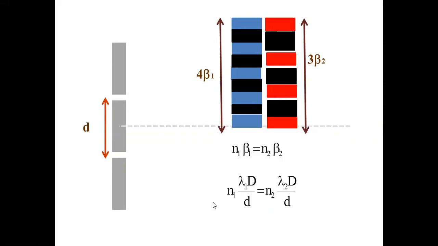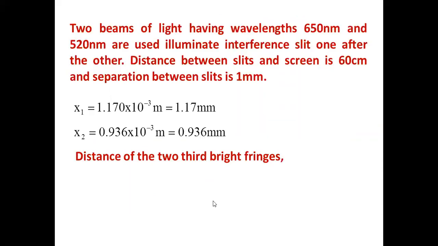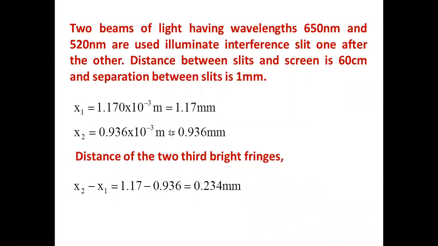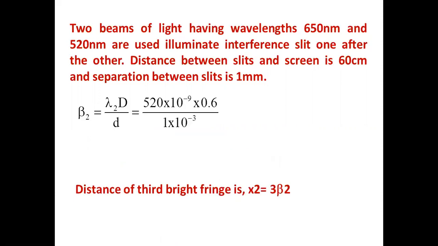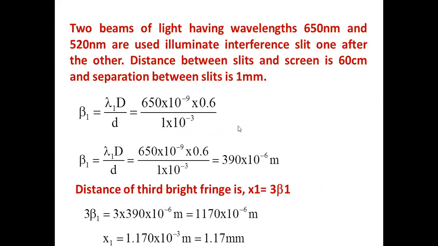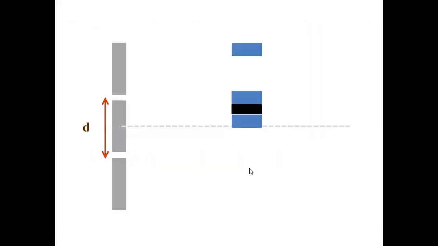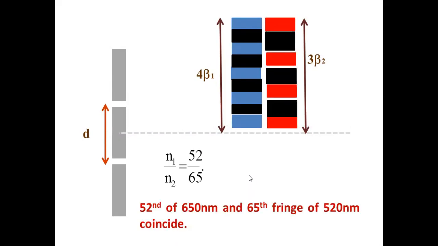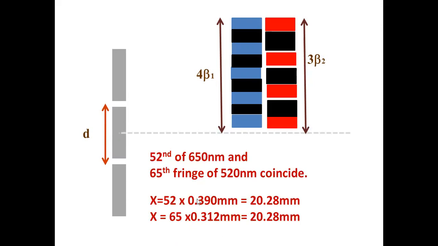Did I get 390? What did I say? Forgotten. When you use 520, you got a fringe width of 312. The 52nd bright fringe is for 650 nanometer, because it is smaller in size. For 650 nanometer, the fringe width is 390 micrometer. So 52 into 390.